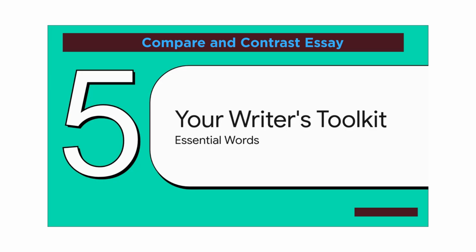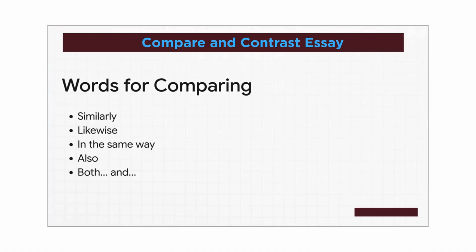Okay, to really make your writing flow and sound professional, you need the right gear in your writer's toolkit. So let's stock it up with some essential transition words that are going to make your writing totally seamless. When you want to show how two things are alike, here are some of your go-to words. Using something like similarly or likewise is a clear signal to your reader that you're about to draw a parallel. The trick is to mix them up a little so your writing stays fresh and engaging.